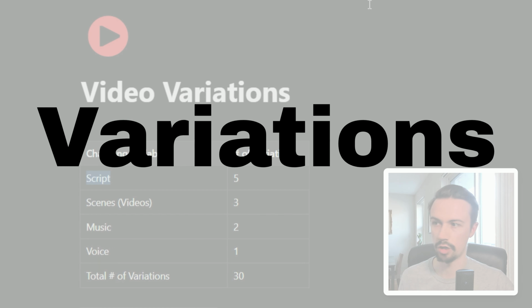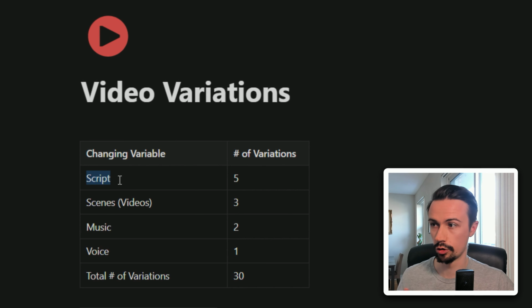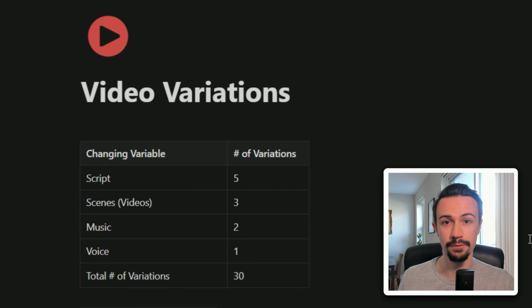This is going to seem overcomplicated, but it's really not. We're going to create 5 different variations of the script. Each of those scripts is going to have 3 different variations of videos tied to it. That'll give us a total of 15 different videos. And if you know anything about video editing, you'll also know that music changes how people feel about something very drastically. So each of those 15 different videos is going to have 2 variations of music.